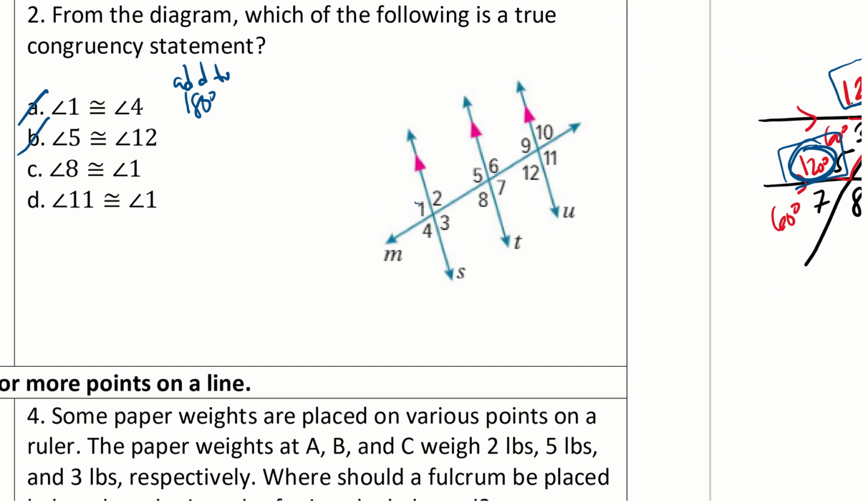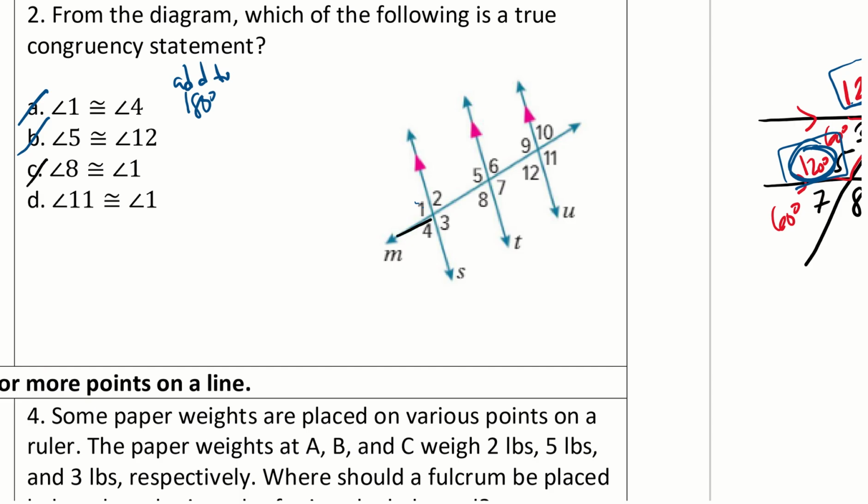Another way of looking at it is, notice that 6 and 12 are both acute angles. They're small, but 5 is obtuse. So now look at 8 and 1. 8 is an acute angle, it's tiny. 1 is an obtuse angle, it's big. So they can't be the same, right? There's no way. So that crosses out that one.